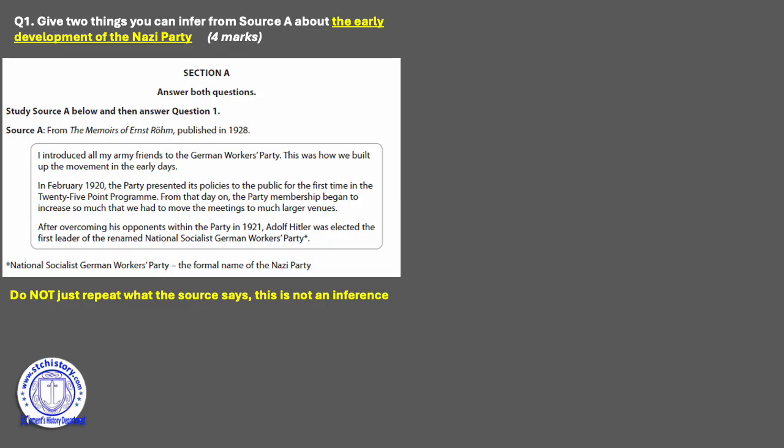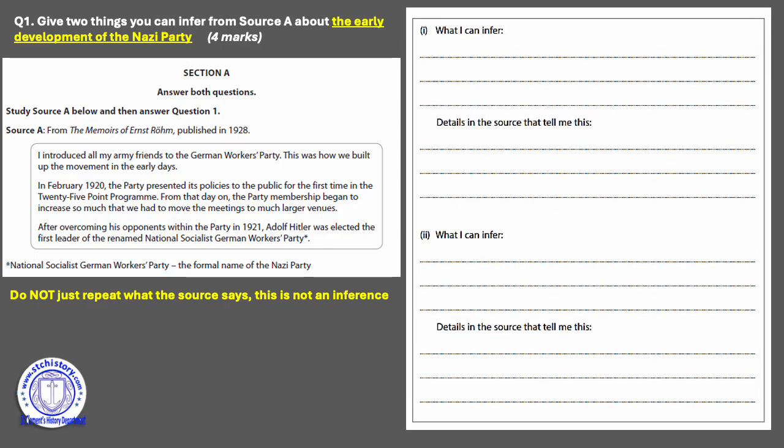That's not an inference. Some of you wrote, I can infer that Röhm introduced his army friends to the German Workers' Party, because it says Röhm introduced his friends to the German Workers' Party. Can you see how that's just literally copying from the source? Now, I have put a similar one on as a model answer just to show you the subtle difference. You have a little box like this on your page where you fill in the details, with nice little sections to make it nice and clear.